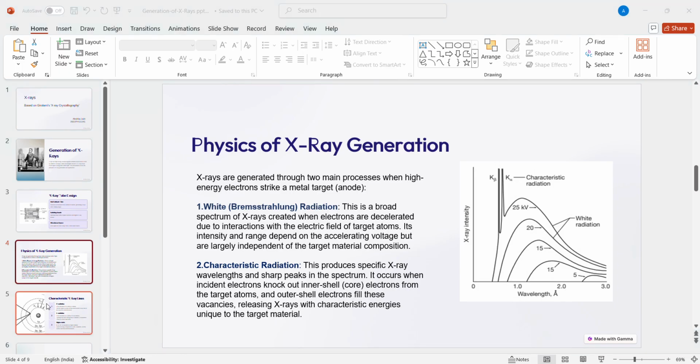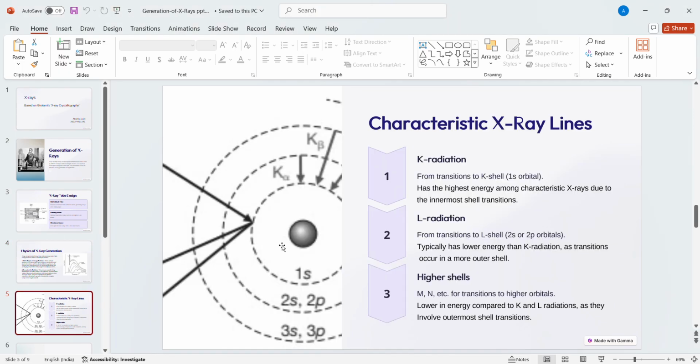Now we will read about the characteristics of the X-ray lines. These include K radiation, L radiation, and higher shell radiation. Higher shell radiation includes M radiation, N radiation, and others. Firstly, the K radiation comes from transitions to the K shell, the 1s orbital. It has the highest energy among characteristic X-rays due to the innermost shell, because K is the innermost one. After K, L comes, then M, and then N.